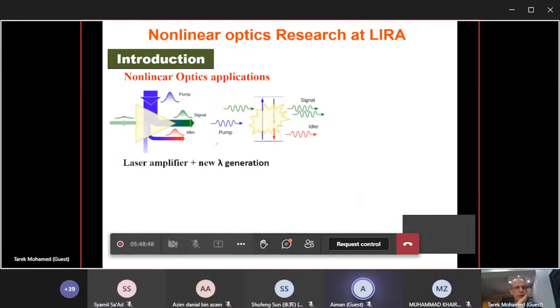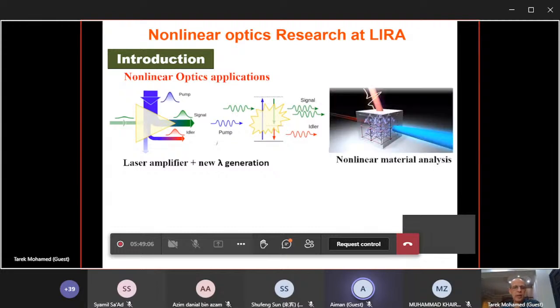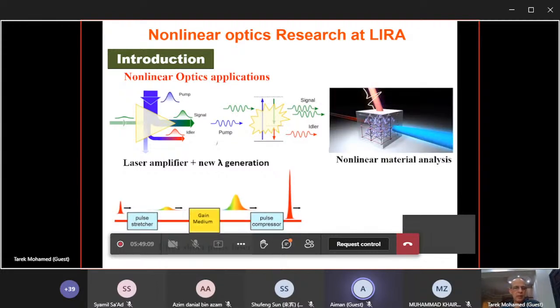So here is a simple picture. We have a medium. The nonlinear medium absorbs photons and emits a different photon called the idler, and it can also amplify the main input light. So we do this in the laser: we can generate new wavelengths and at the same time do amplification. This is done in the laser system.